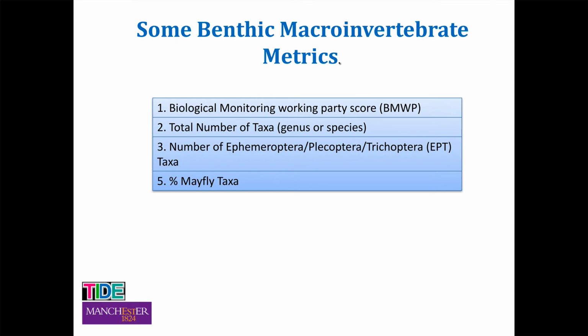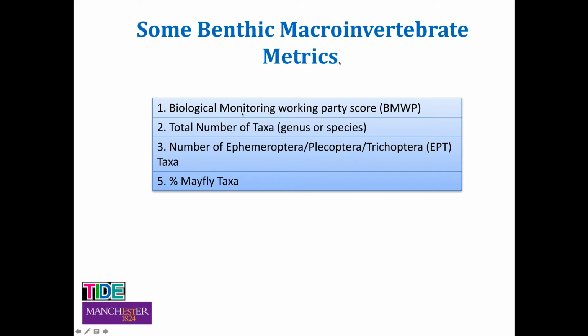So not just by looking at the species or the taxa that are there, you can actually do some calculations of metrics to help you analyse your system. And there's lots and lots of these. Some are more popular in, for example, the US, some are more popular in Europe, and some are more popular in Asia. I've listed here some of the most common ones.